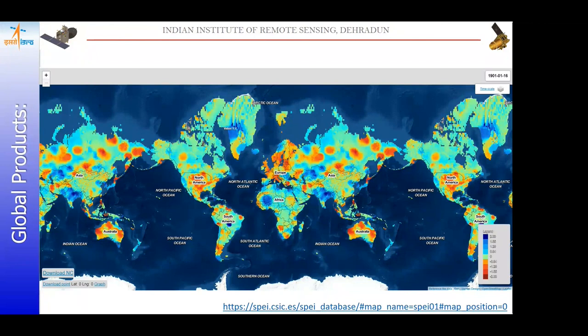So these are all the global products, which are freely and readily available, which you can use for various spatial temporal studies, or download the particular data sets.